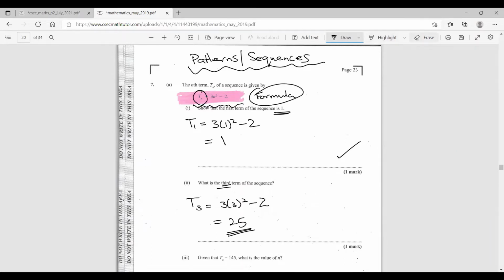So show that the first term of the sequence is 1. So I have a pattern. My first term is my answer, which is 1. Then we'll have the second term, third term, etc. So the first term is 1. They said to show that, right? So therefore, we start at 1. So 3 by 1 squared minus 2, when we solve that, we get 1. Therefore, we would have shown that the answer for the first term of the sequence is 1.